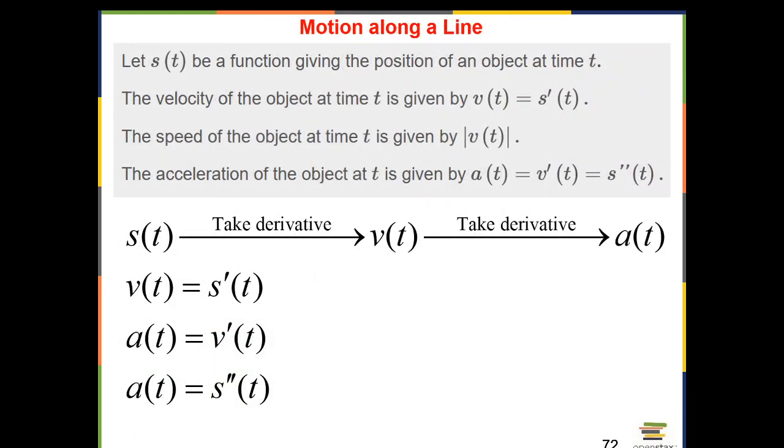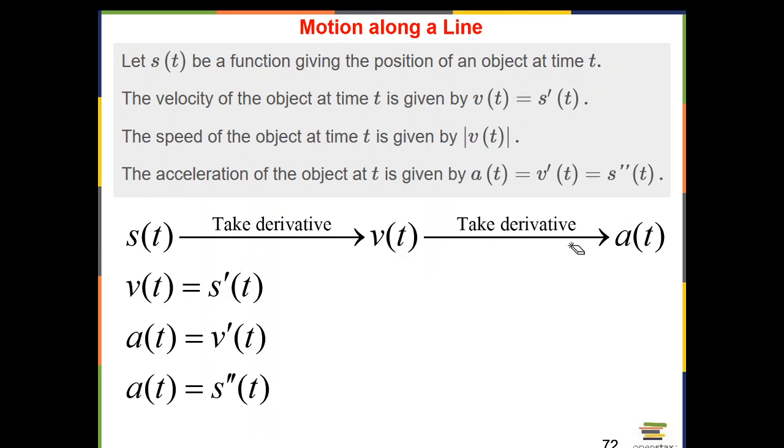All right, so let's apply it to an example of motion along a line. We talked about the position function. If we have the position function, the derivative of it is velocity. And if you take another derivative, the derivative of velocity is acceleration. So acceleration is really the double derivative of the position function, right? So if we go from position to velocity, we take one derivative, take another derivative, we get acceleration.